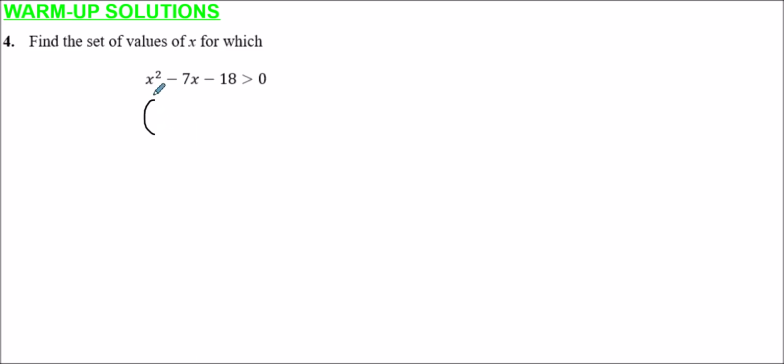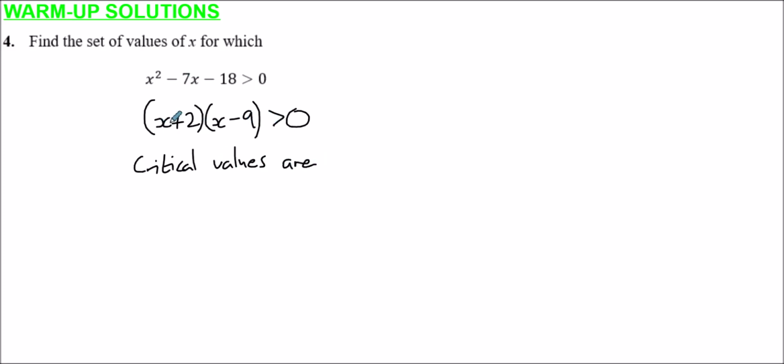So we can factorize the left into (x plus 2)(x minus 9), which must be greater than 0. So we can see here the critical values, in other words, the values of x which would make this expression equal to 0, and when each of these brackets would equal 0 in turn. So if this bracket were equal to 0, x would be negative 2, and for this bracket being equal to 0, we'd have where x equals 9.